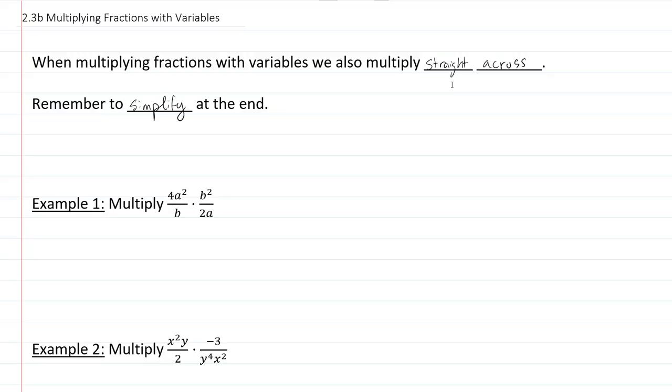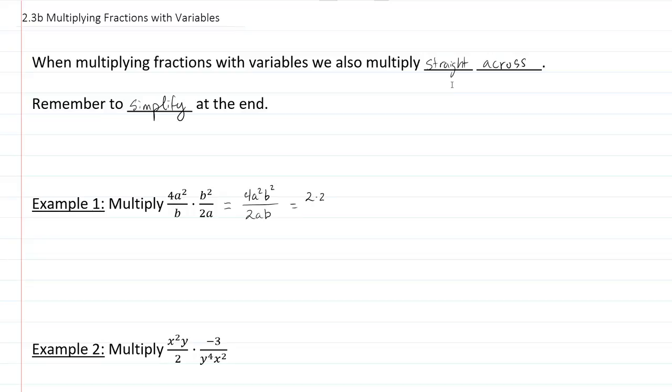So all we do is multiply straight across. So 4a squared times b squared is 4a squared b squared. And on the bottom, all we have is b times 2a, which is just 2ab. So now we have to simplify. So what we do is we expand our exponents and our numbers.